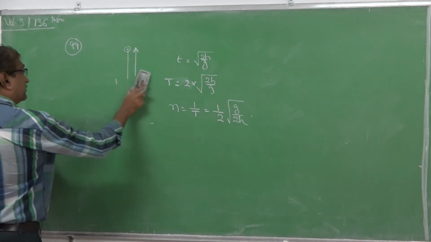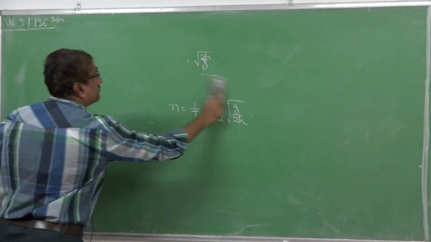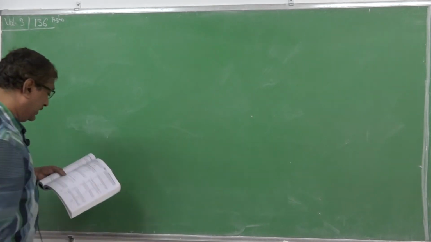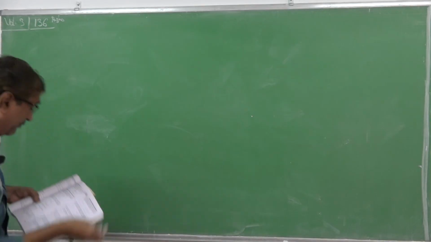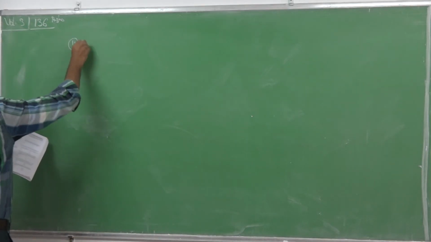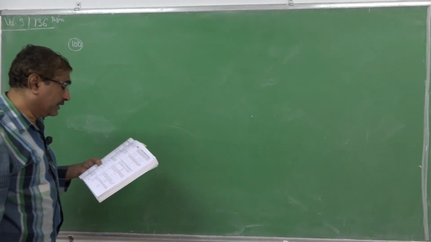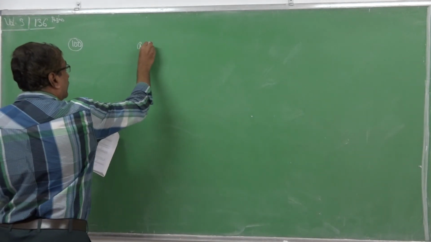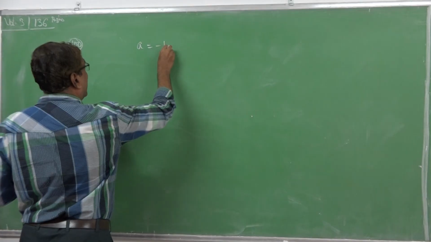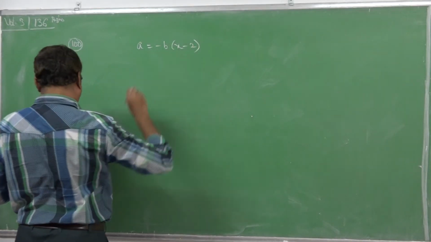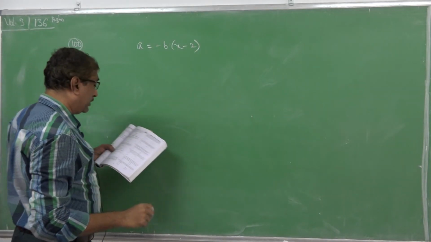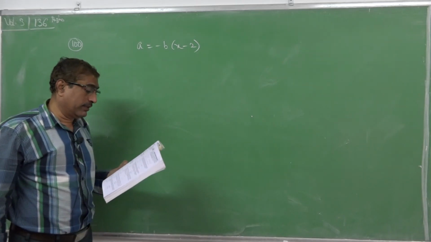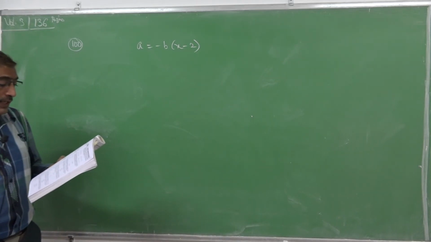Okay, last one. A particle moves such that its acceleration is given by a equal to minus b into x, where b is a positive constant and x is its position from the origin. The time period of oscillation is?